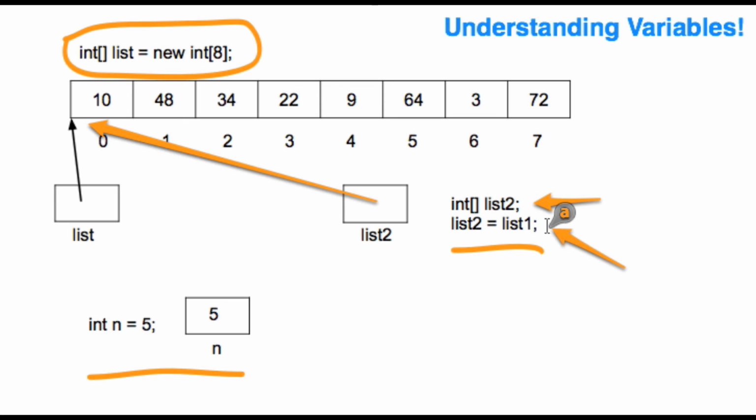But doing this, and passing in the name of an object as a parameter to a method, or returning an object name, an object variable from a method, it just gives you the address of the object, in this case the array. It doesn't make a copy of the object.